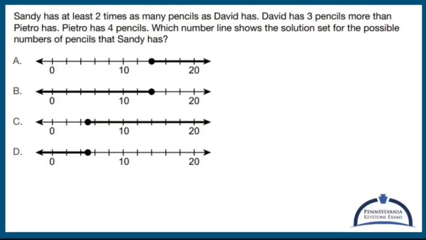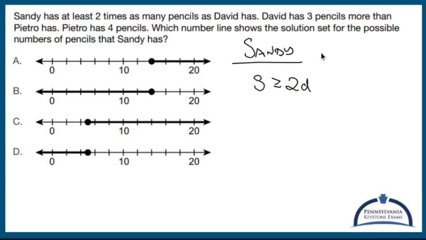Sandy has at least 2 times as many pencils as David has. David has 3 pencils more than Pietro. Pietro has 4 pencils. Which number line shows the solution set of possible numbers? Okay, so lots to do here. Here's Sandy. I'm just going to write everything out. Sandy, and we'll use S, has at least 2 times as many pencils as David. So Sandy is greater than or equal to 2 times David.